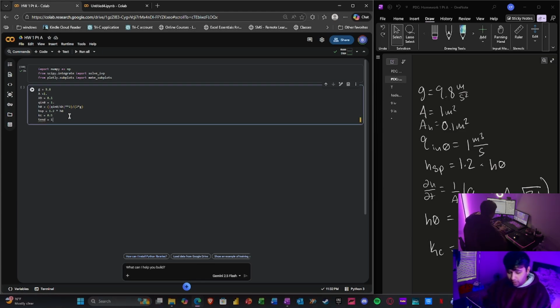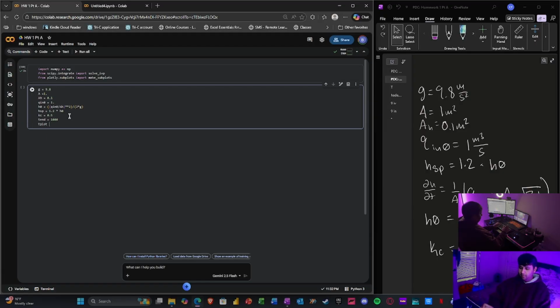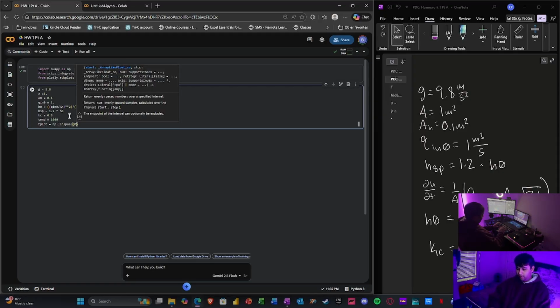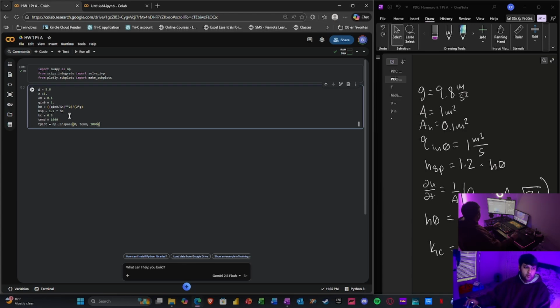We're going to define how long our simulation is going to last, so 1,000 seconds in this scenario, and t_plot will equal linspace, and this is where NumPy helps us out. So 0, and I'll explain what this means in a second. What this is doing is we are defining that in 1,000 seconds we're going to have 0 to 1,000 points. So for each second we are having 1,000 data points.